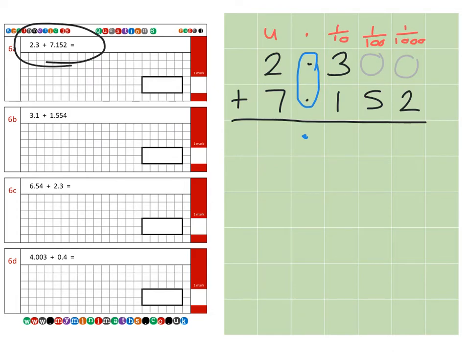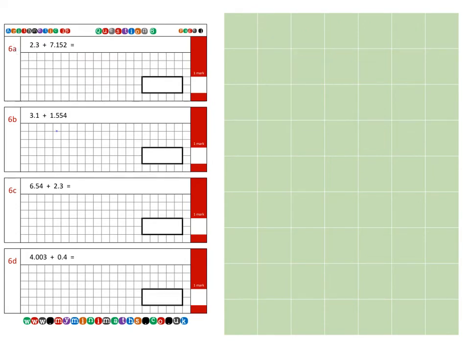So here in the thousandths column, we have 0 thousandths and 2 thousandths, that's 2 thousandths. Then we have 0 hundredths and 5 hundredths, so that's 5 hundredths. Then 3 tenths and 1 tenth, so that's 4 tenths. And then we move into the units column, and that's 2 units adds 7 units, so that's a total of 9 units. So we have a final answer on the first question of 9.452.